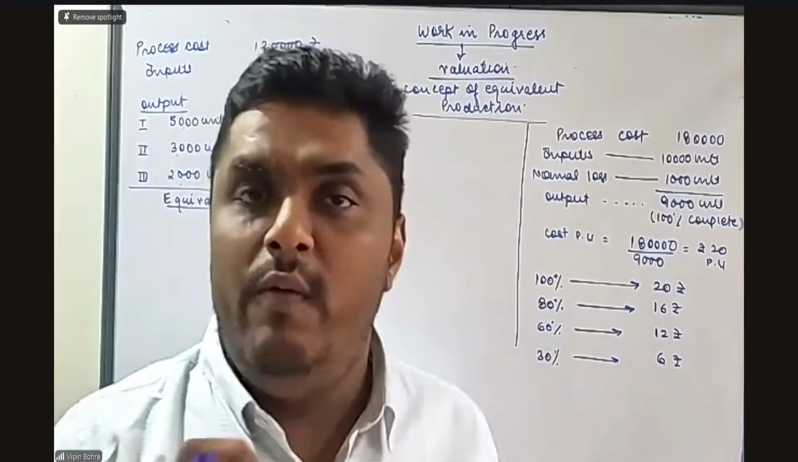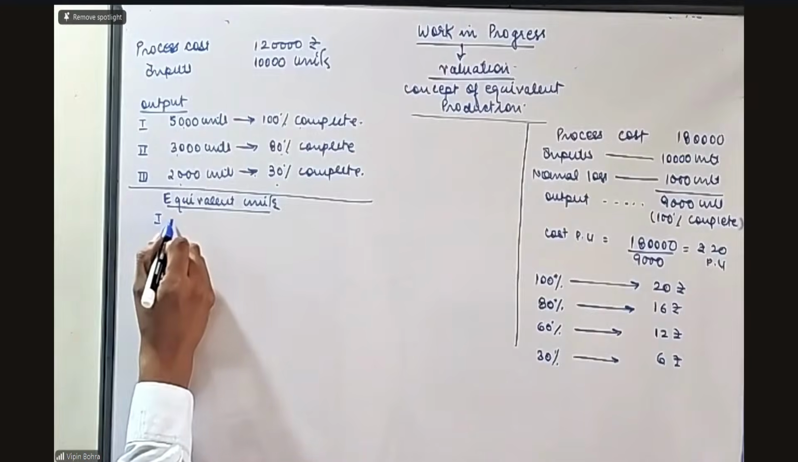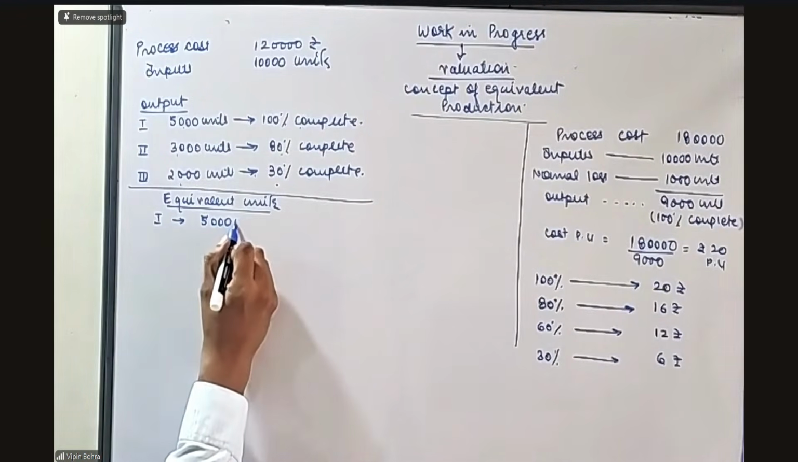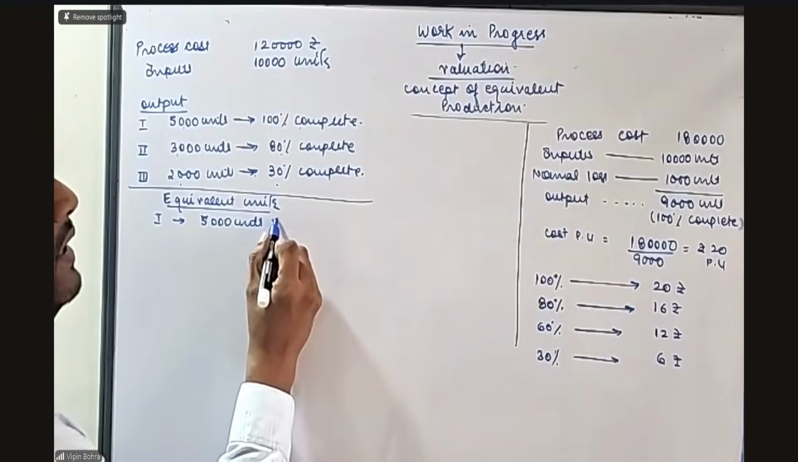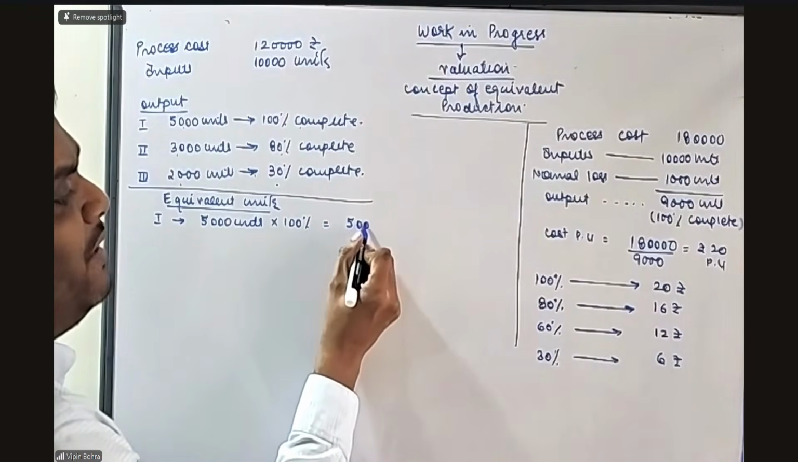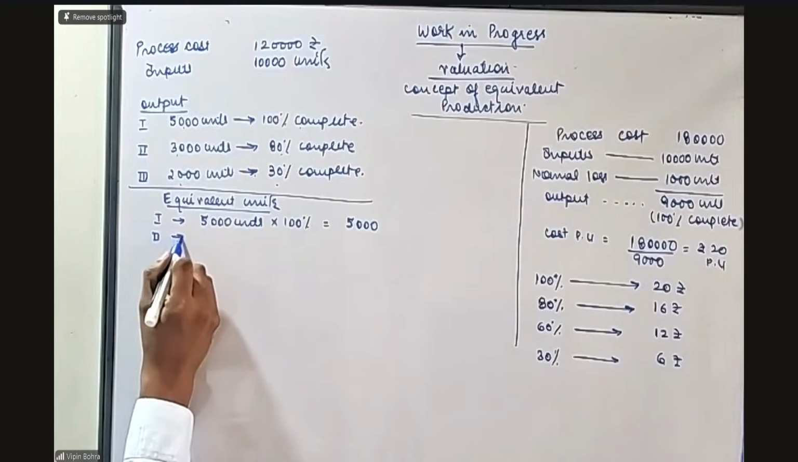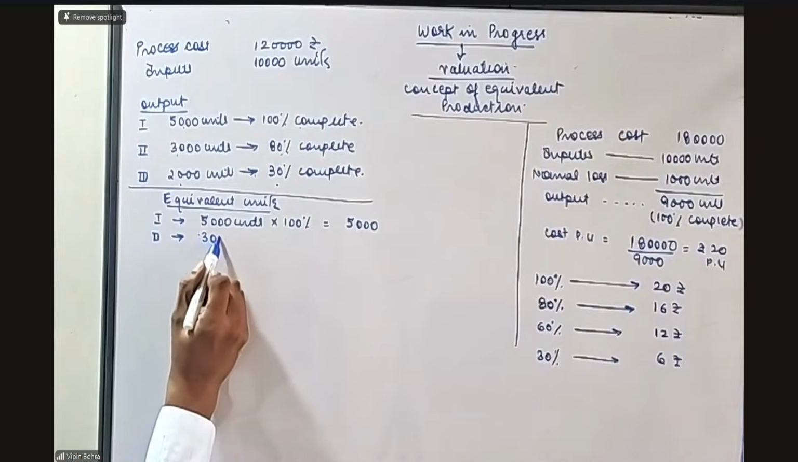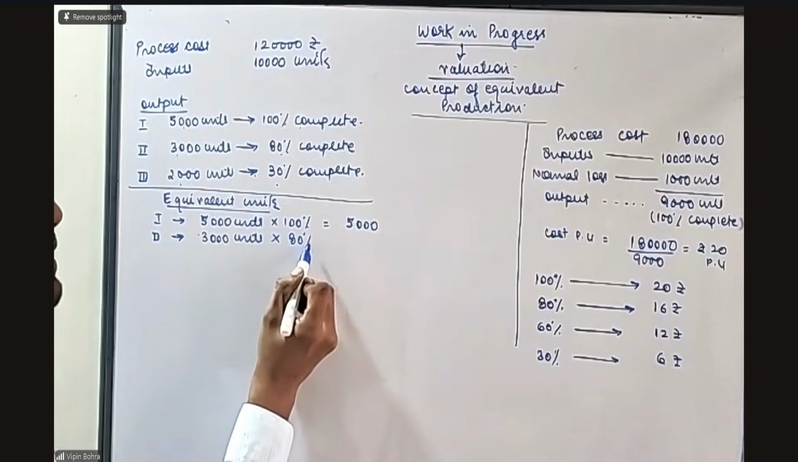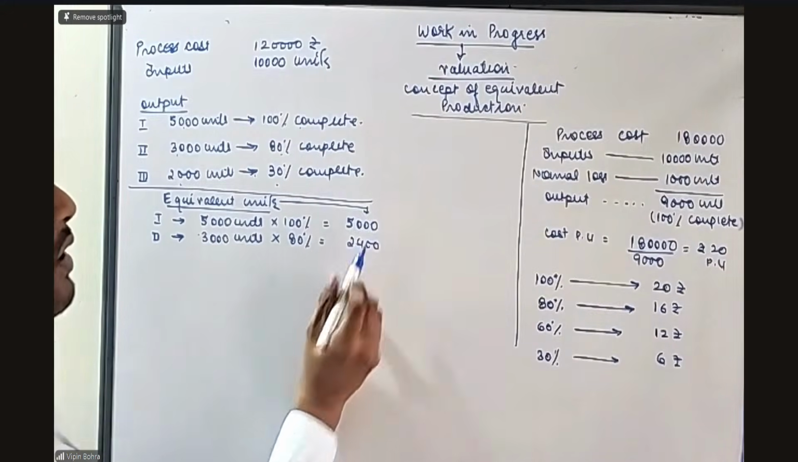See, equivalent units we will calculate first. For the first category, 5,000 units were 100% complete. It means 5,000 units are my equivalent units. For the second category, 3,000 units were 80% complete. It means my equivalent number of units will be 2,400.